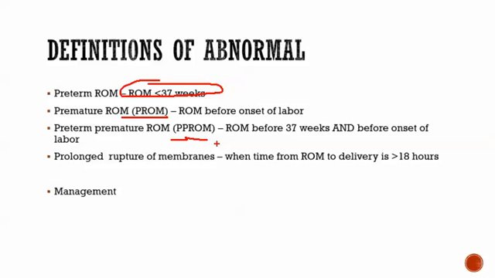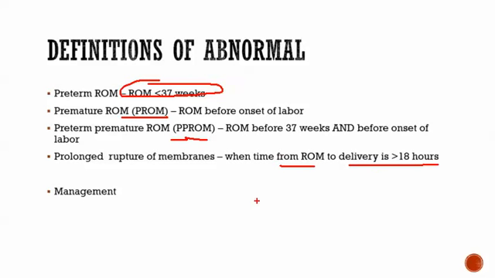And then you can have prolonged rupture of membranes. Again, that doesn't talk about gestational age. It's just saying that from the time of rupture of membranes to delivery, it's been more than 18 hours. Okay, and then we get to management of these things.